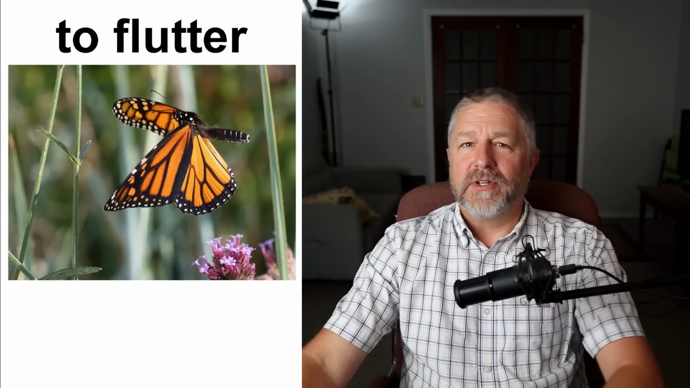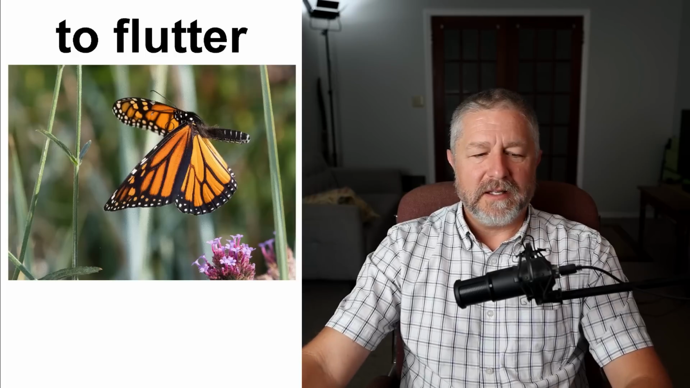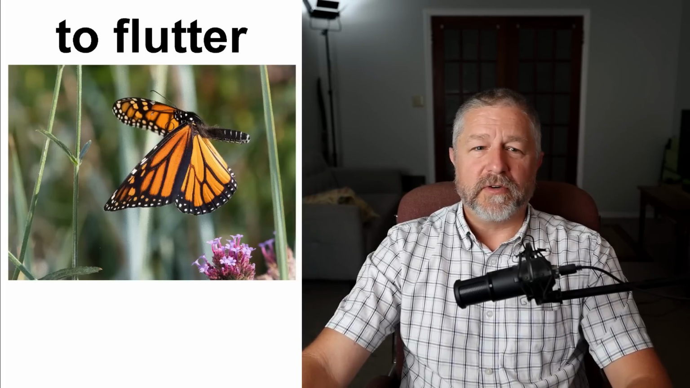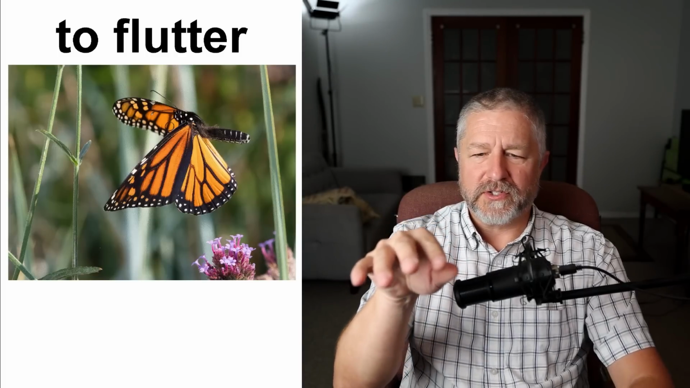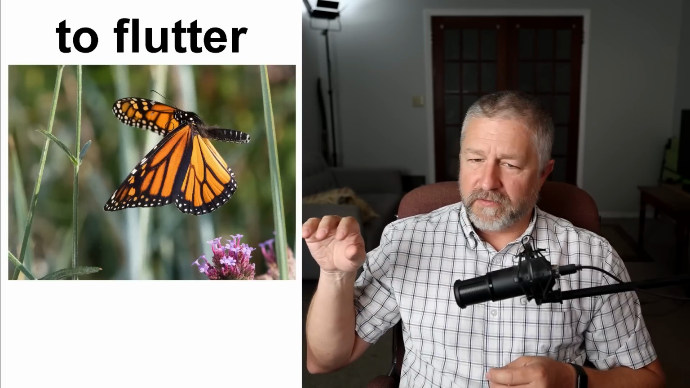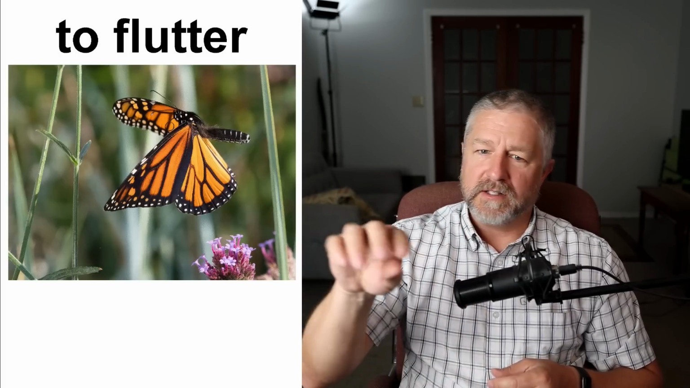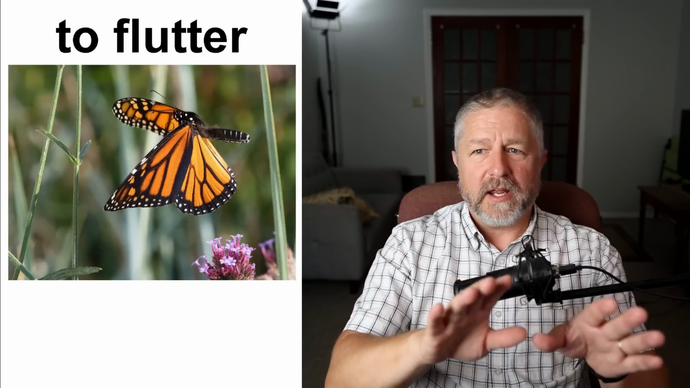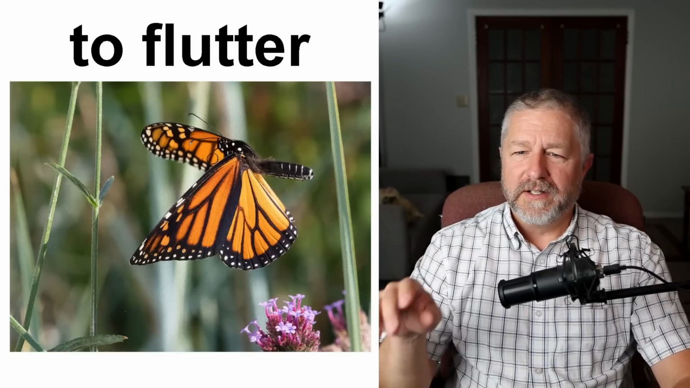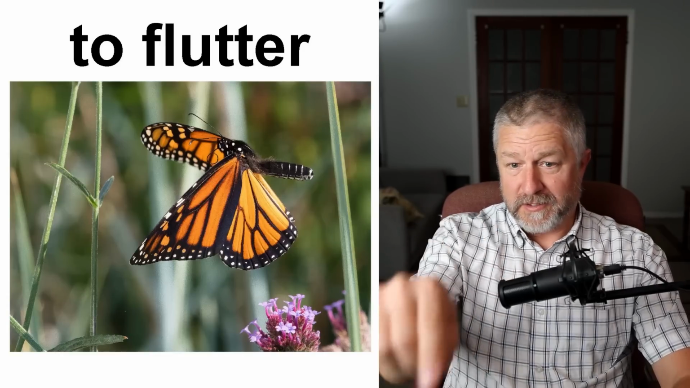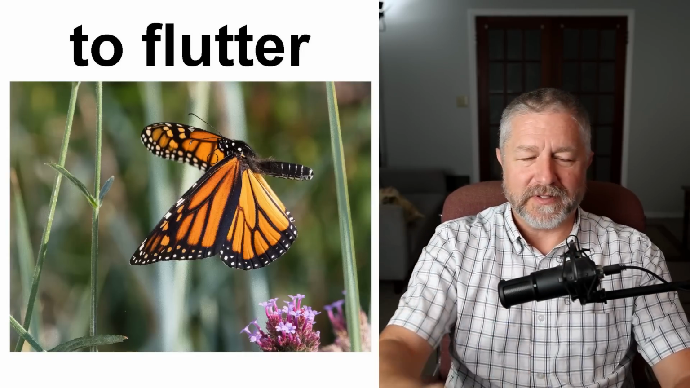To flutter. So if you have ever seen a butterfly or a moth, you might see them flutter. When we use the verb to flutter, it means to fly, but not necessarily in a straight line. If a butterfly flutters, it kind of lands and then it goes over here and then it flies this way and that way. So it's kind of like the butterfly is flying randomly. So it doesn't fly from point A to point B. It kind of flutters over here and it goes over here and it goes over here.